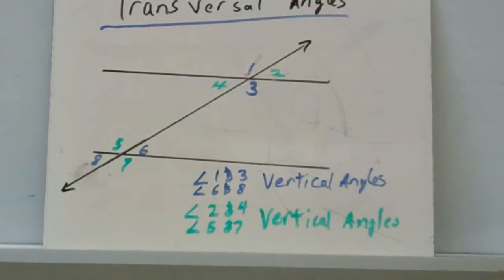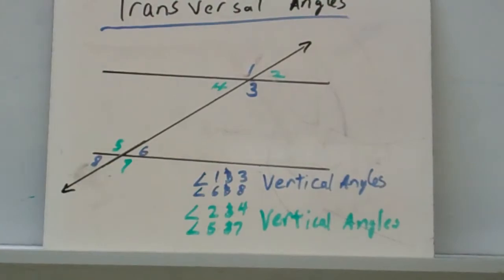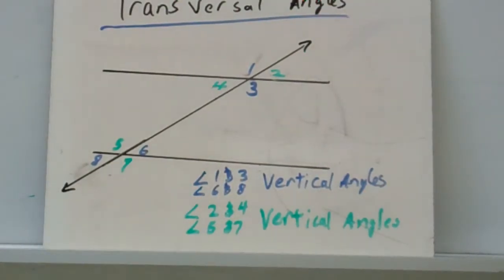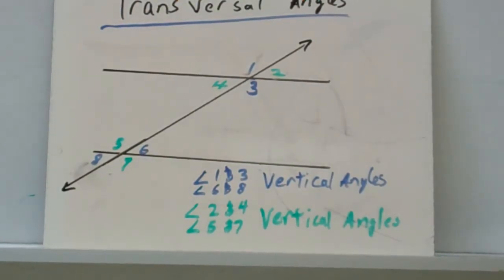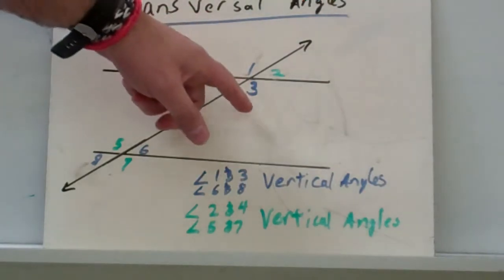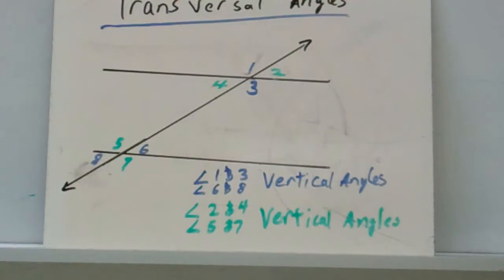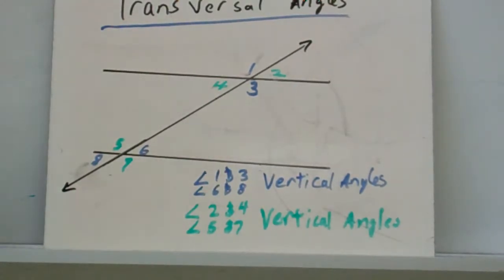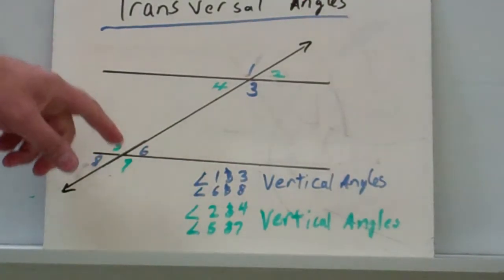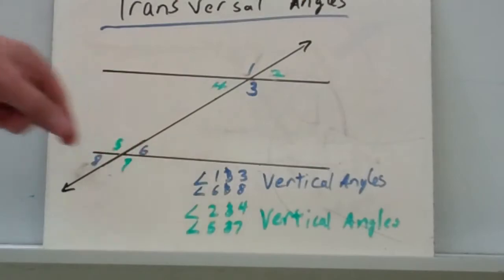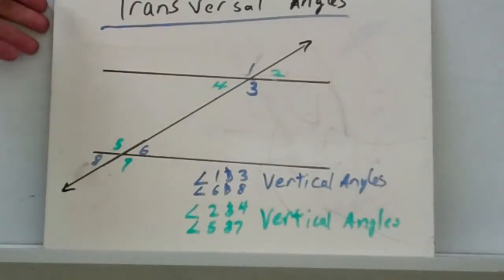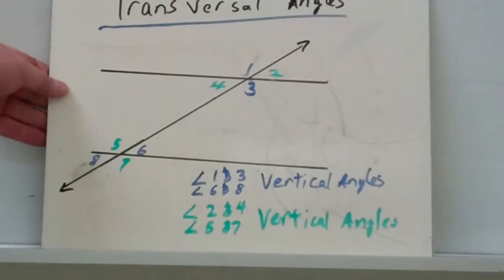Some other angles that we've worked with are vertical angles. Vertical angles share the same vertex and are directly across from one another. You can see on the board, again color-coded, angles 1 and 3 and angles 2 and 4 are vertical angles. They will have congruent measures. On the other portion of the transversal down here, angle 5 and angle 7 are vertical angles, as are angle 6 and angle 8. And remember, again, vertical angles will have congruent measures.